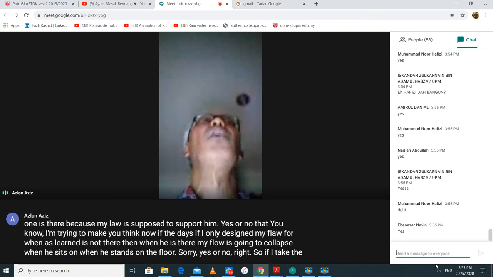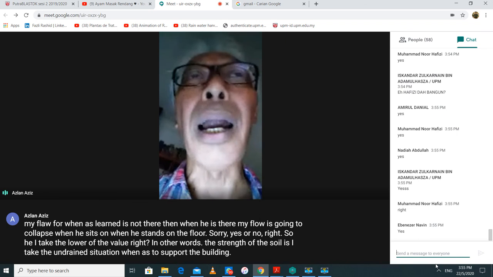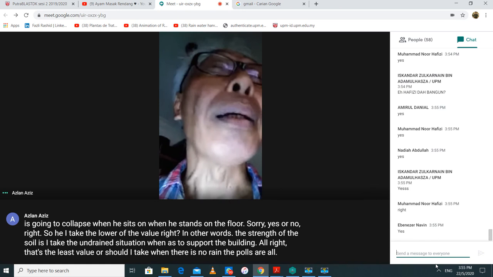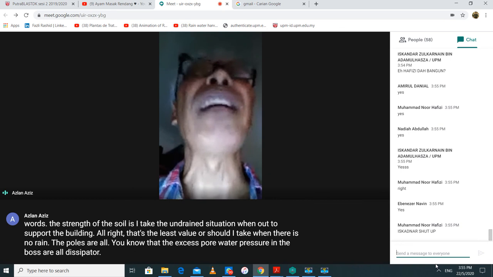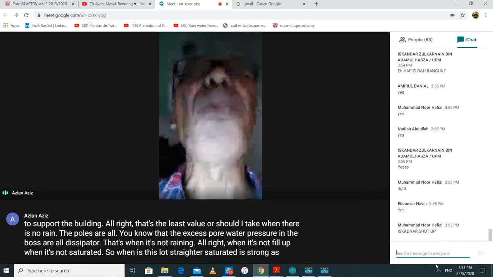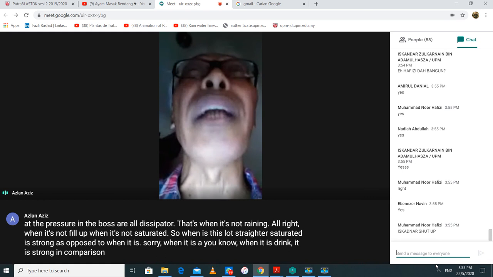In other words, I take the undrained situation, when the strength of the soil is supposed to support the building. That's the least value. Or should I take when there is no rain, when the excess pore water pressure in the pores is all dissipated? That's when it's not raining, when it's not filled up, when it's not saturated. When it is drained, it is strong in comparison to when it is undrained.